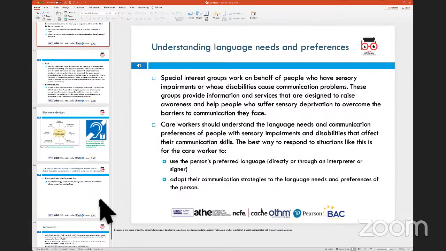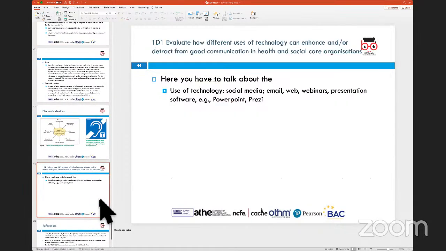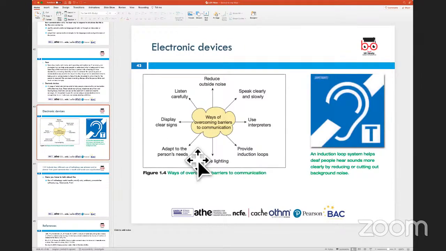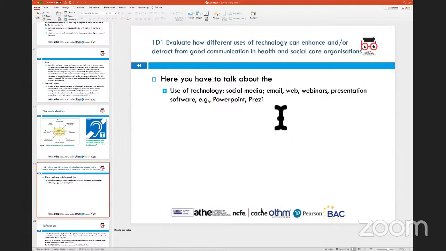Now, there are lots and lots of different types of technological barriers that we can see, when we talk about the distinction criteria, that is, how different uses of technology can enhance or detract from good communication in health and social care organizations. So here I've given a diagram which can be used to expand the distinction criteria by saying how do we use technology to overcome some of these barriers in communication.